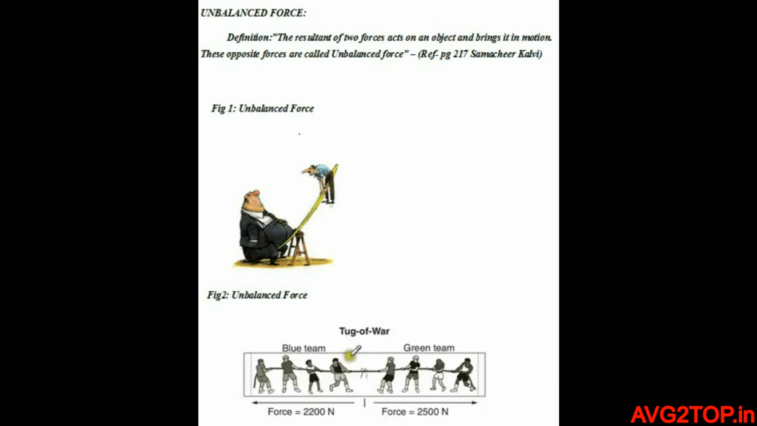Consider another example, tug of war. There are two teams, blue team and green team. Blue team exerts force 2200 Newton, green team exerts force 2500 Newton. Which team will win? Green team, because 300 Newton extra force was applied by them to stop the opponent team.